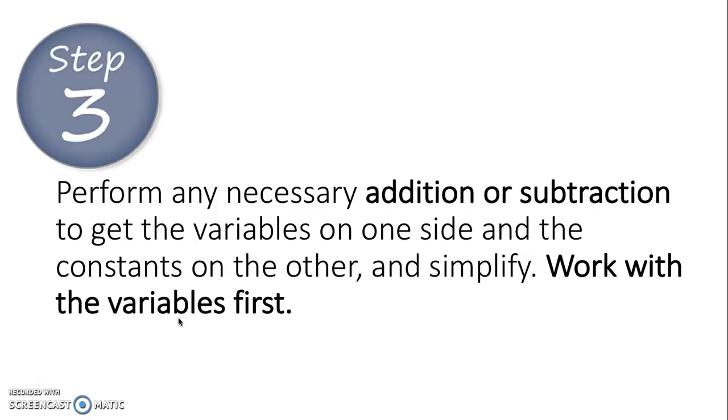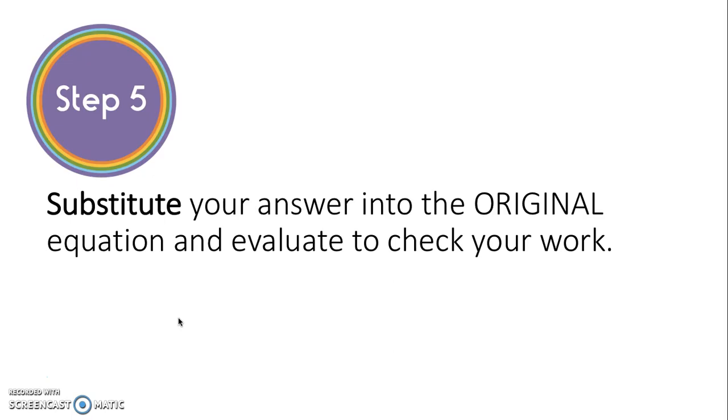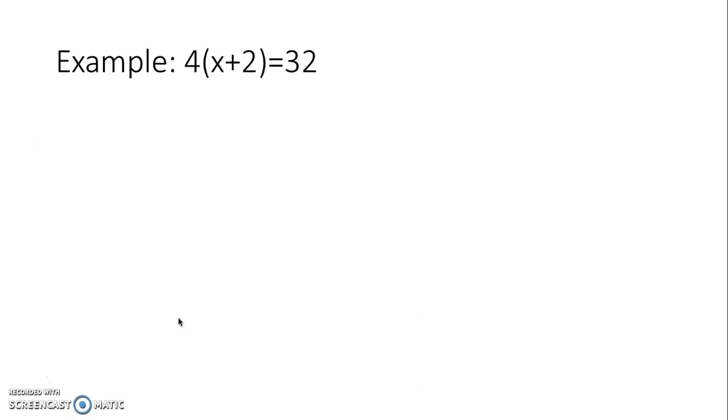Okay, step 3, perform any necessary addition or subtraction to get the variables on one side and the constants on the other, and then simplify. And just a hint, work with the variables first. Step 4, perform any necessary multiplication or division to get the variable by itself. And finally, substitute your answer into the original equation and evaluate to check your work. So let's look at a couple examples.